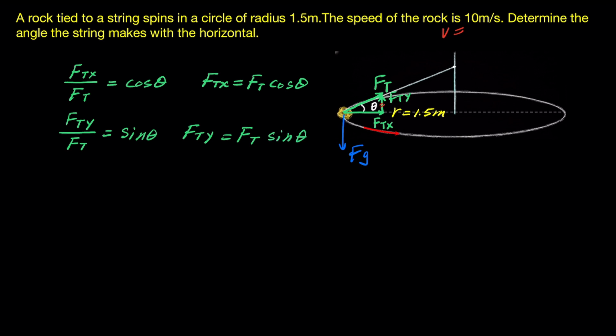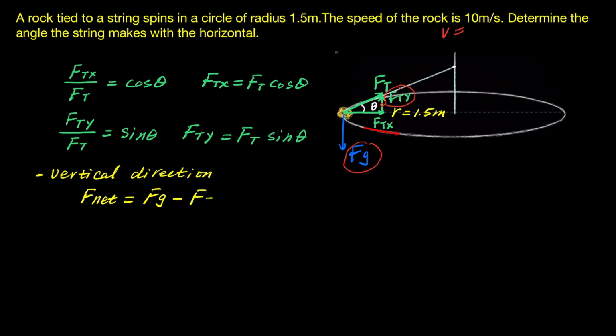Now we are ready to find the net force in each direction. Starting with the vertical direction, there are two forces. One is Fg, the other is the y component of Ft. So we have F net is Fg minus Fty. And Fg is the weight of the rock, the product of the mass and the gravitational acceleration. And Fty is Ft sine theta, right?